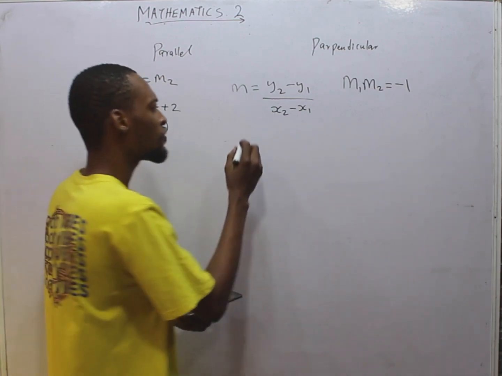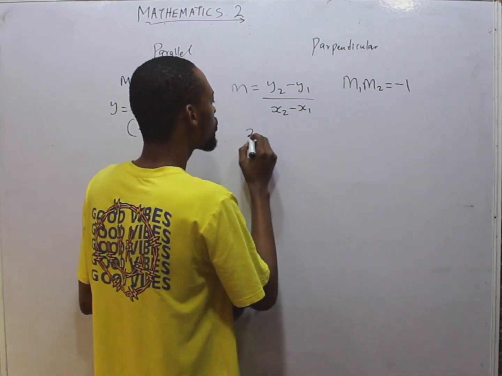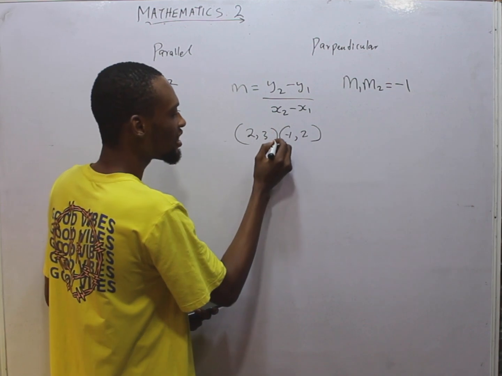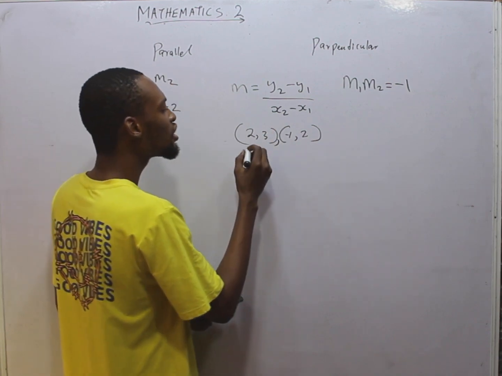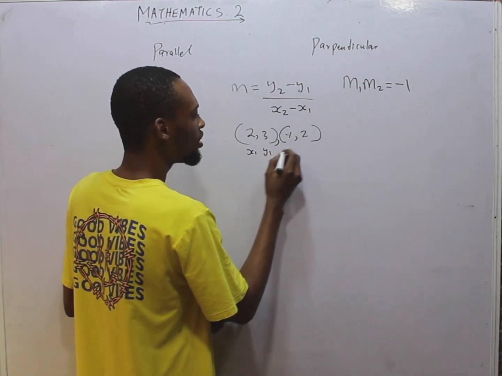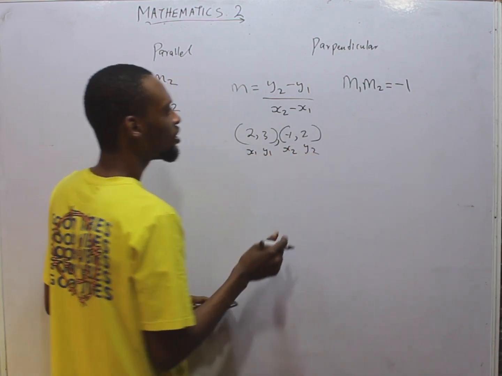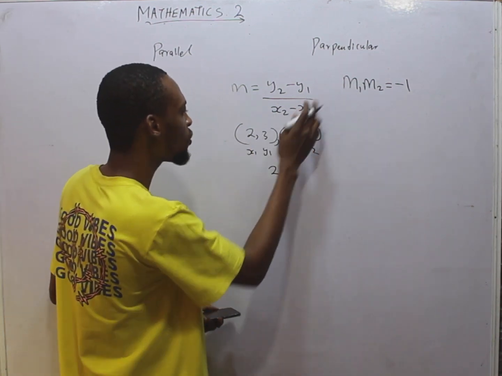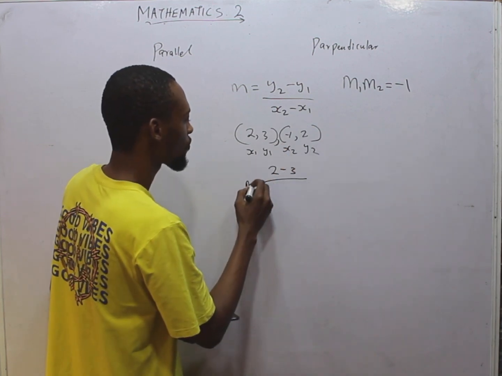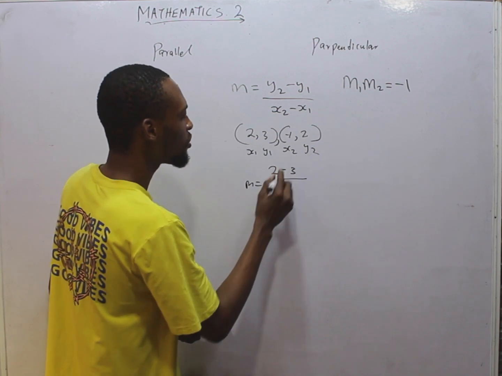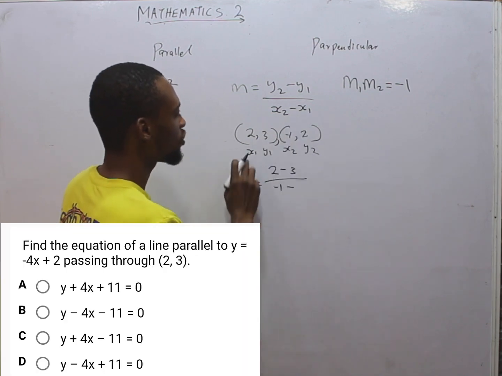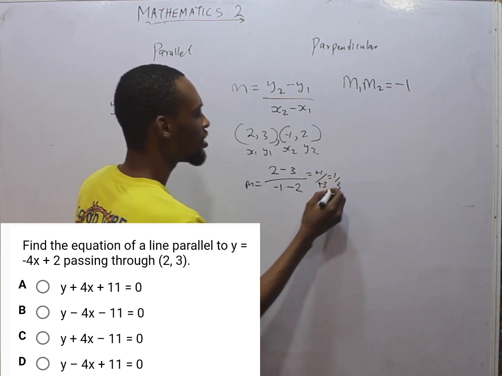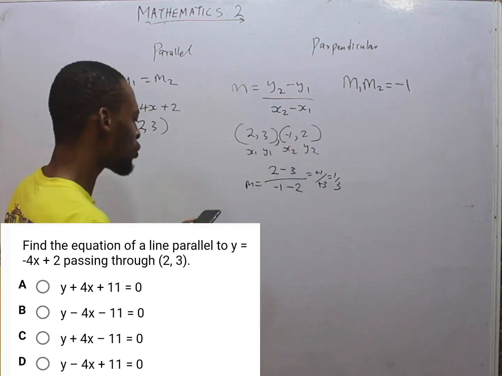In coordinate geometry, if I give you something like this, (2, 3) and (minus 1, 2), let's separate them like this. This is x1, this is y1. This is x2, this is y2. Meaning, if you are looking for the gradient of this line, you simply say y2, 2, minus y1, 3, over x2, minus 1, minus x1, 2, which is minus 1 over minus 3, which is 1 over 3. That is the slope of this line. That is what is implied in coordinate geometry.